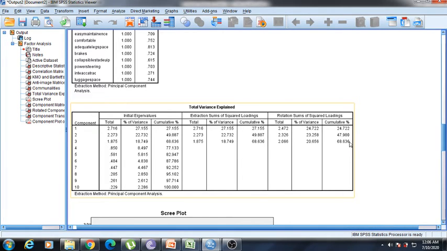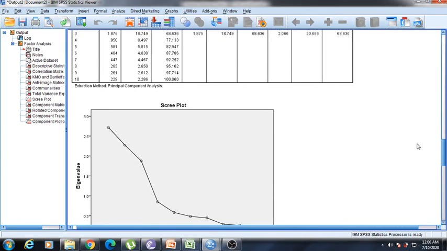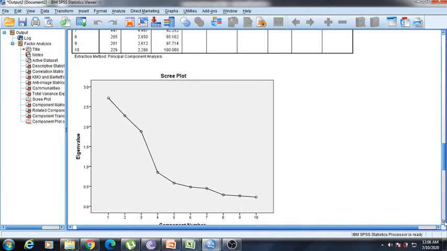68.636%, and I have told you that it should be at least 60%, so it is 68%. So our study or our data, whatever we have extracted, is good, so we can go ahead with those extraction factors, because these extraction factors explain 68.63%. Now also I have told you that from the scree plot also you can consider how many factors you can retain.